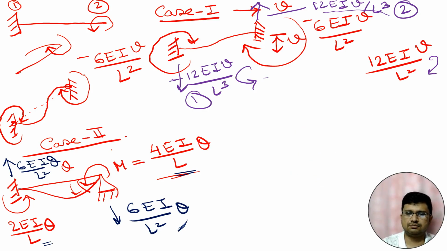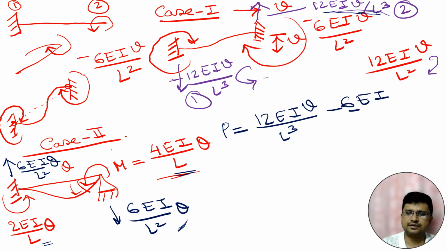So now what will be the force developed at node 2? The force will be, here it is 12 EI V by L cube in the upward direction, so it will be positive from the first case. From the second case it will be minus 6 EI by L square into theta, because this force is downward. This force is upward, so it is positive, and this force is downward, so it is negative. So this is the force developed at node 2.